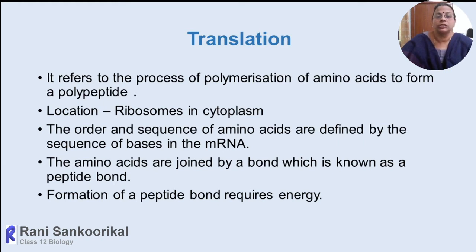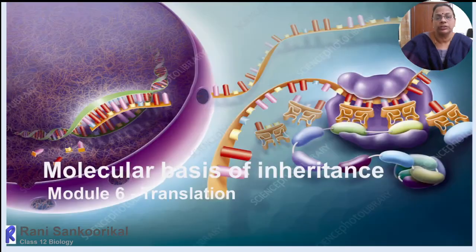The amino acids are joined by a bond known as the peptide bond, and the formation of the peptide bond requires ATP. So all this polymerization requires the presence of ATP.